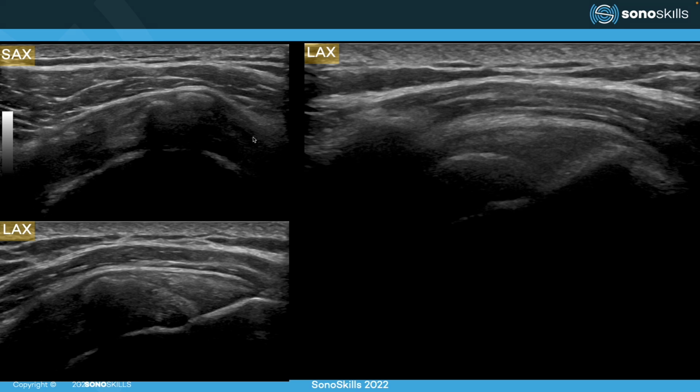calcifications like this one. Here we can see a calcification in this short axis view and also in this long axis view. Here we can see the acromion, and this is the tendon in long axis view. When I was moving the patient into abduction, at the moment the patient said, "Ow, this is painful," I saw that the calcification was entering the subacromial space, being squeezed and creating a painful stimulus.